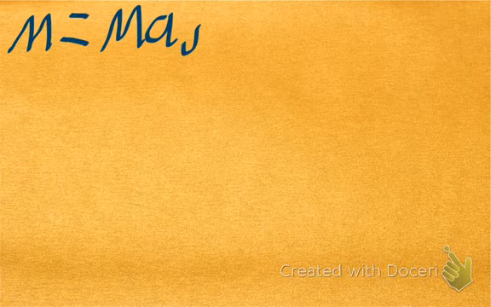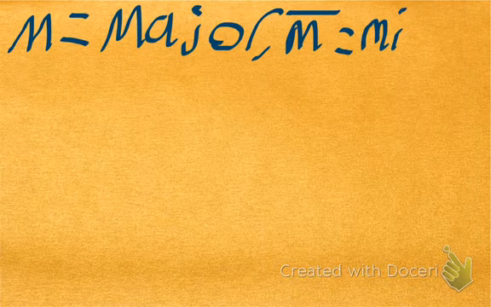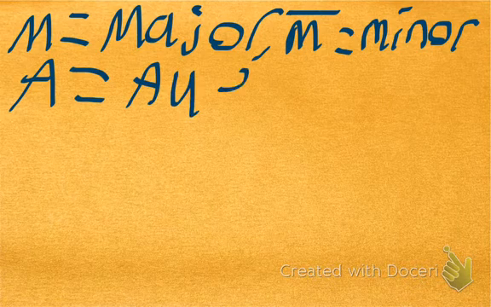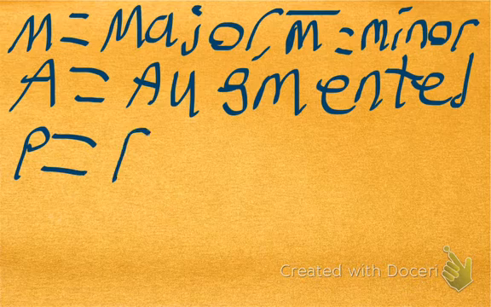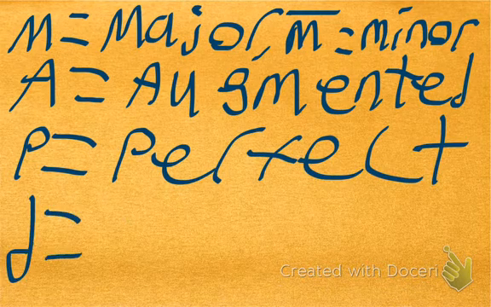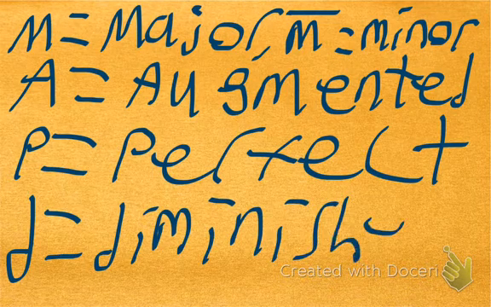There are 5 different types of intervals. Capital M for major, lowercase m with a line over it for minor, capital A for augmented, which is 1/2 step above major, P for perfect, which is only used in firsts, octaves, fourths, and fifths, and lowercase d for diminished, which is 1/2 step below minor.